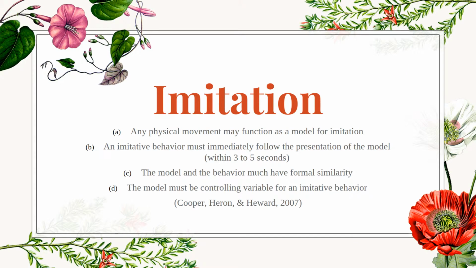So, there are 5 components in teaching imitation. First, any physical movement that may function as a model for imitation. Imitative behavior must immediately follow the presentation of the model. The model and the behavior must have formal similarity, and the model must be a controlling variable for the imitative behavior.